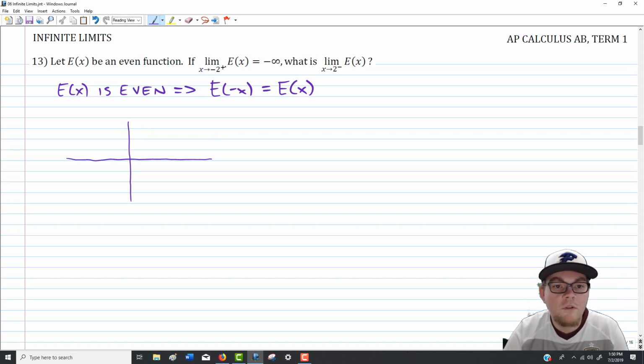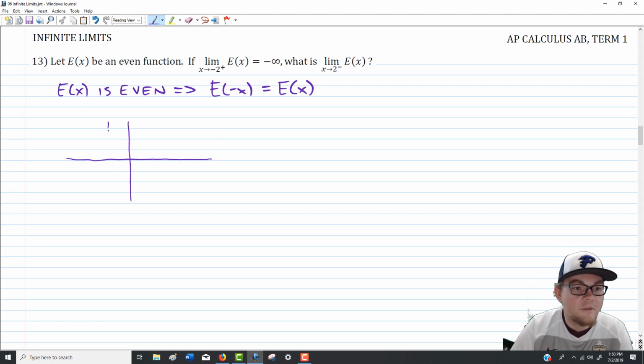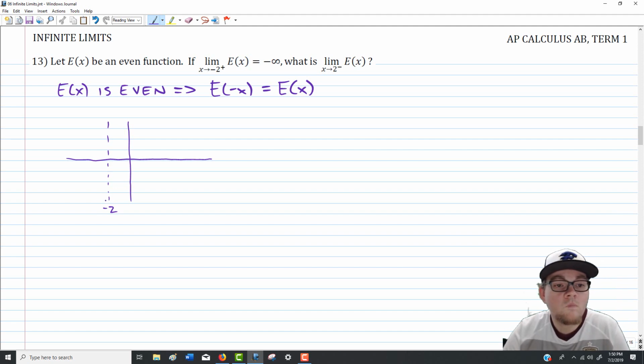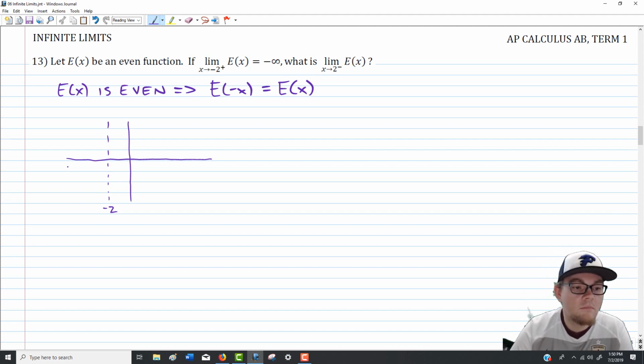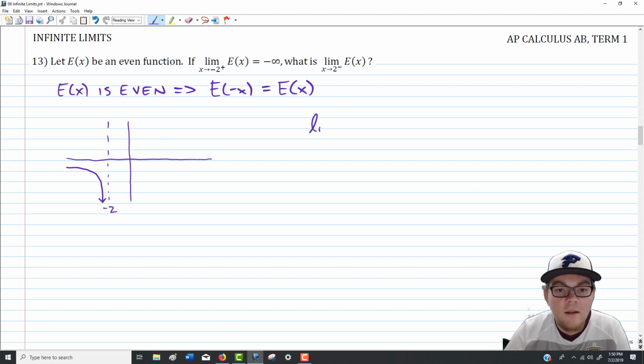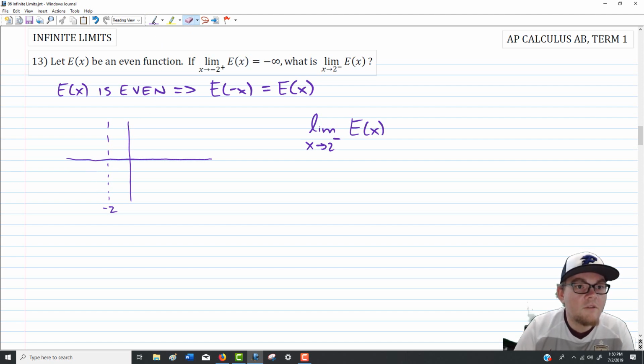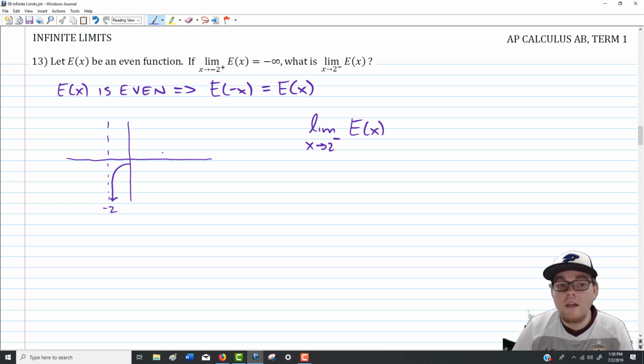We are told for this function e of x that is even, that the limit as x approaches negative 2 from the right side is negative infinity. So, excuse me, there's negative 2. We're approaching from the left side and going downward. So let's sketch in that way. We're interested in the limit as x approaches 2 from the left side of e of x. Oh shoot, I screwed up, didn't I? Pardon me. I drew the limit as x approached negative 2 from the left side, but it's supposed to be from the right. So we'll do something like that. That way the function is going down towards negative infinity as we approach from the right side of negative 2.